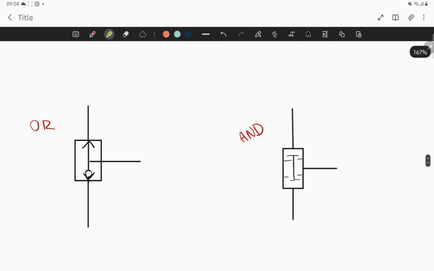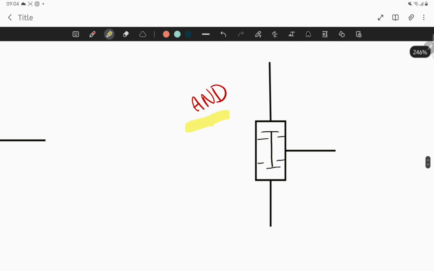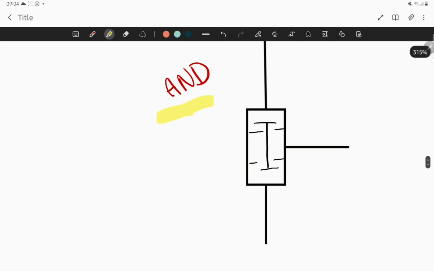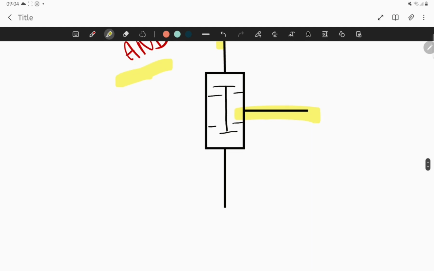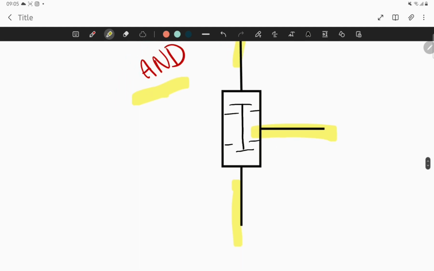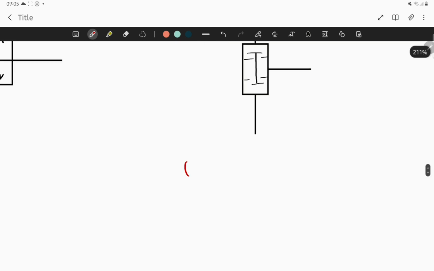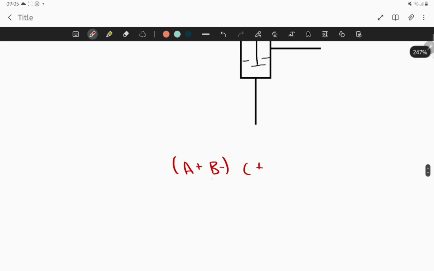And the AND is basically an and. So you only have pressure on the outlet if you have pressure on both sides. This is good for when you have a synchronous movement. So basically you have, for example, A plus and B minus, and then you have to do C plus. And to activate C plus, you need both of these to be at this place.